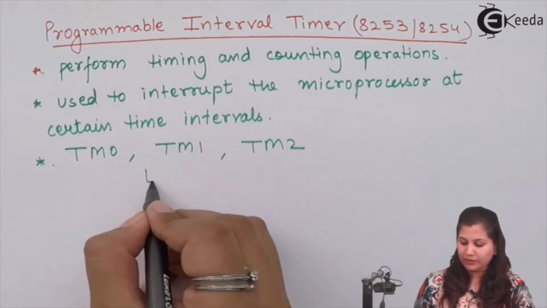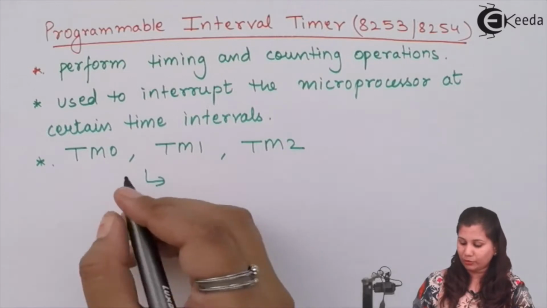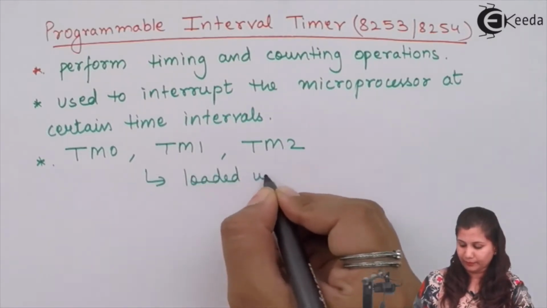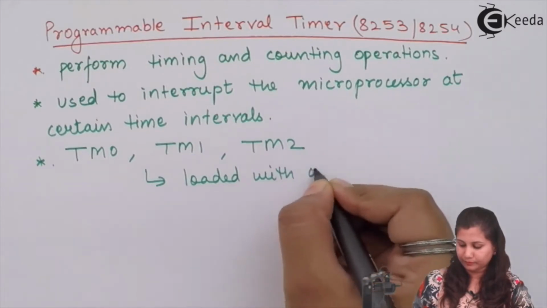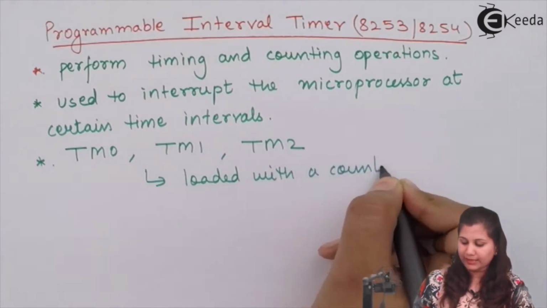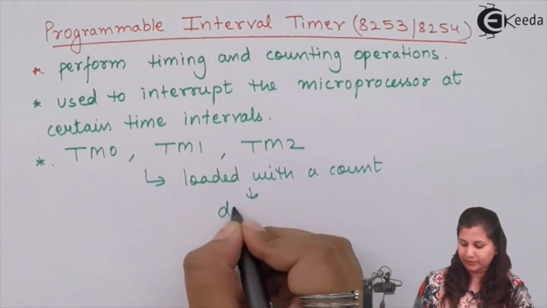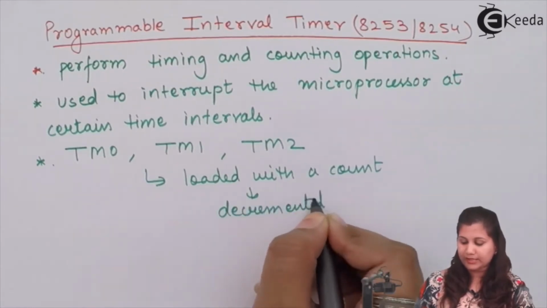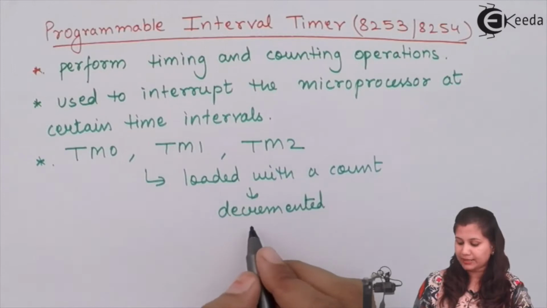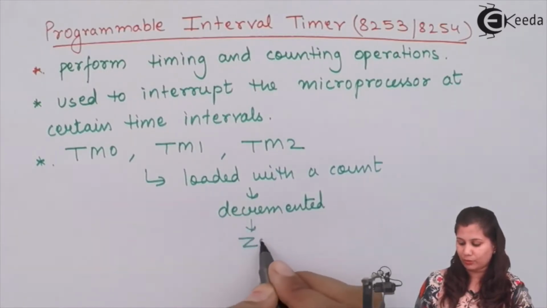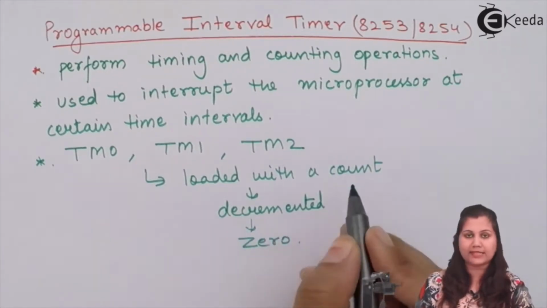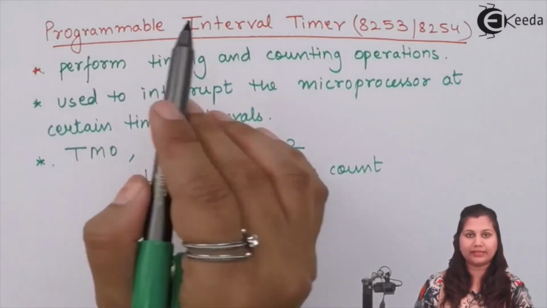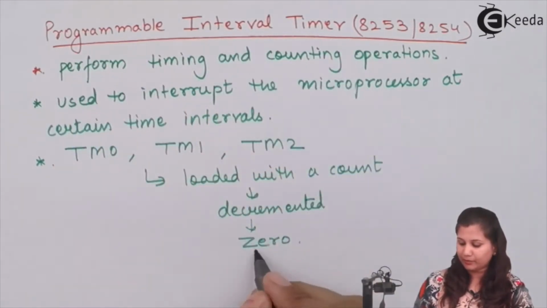Now these timers, or we can say counters, are loaded with a count, and this count is then decremented. Now this is decremented until its value reaches 0. So when the count is equal to 0, then the programmable interval timer generates a pulse.